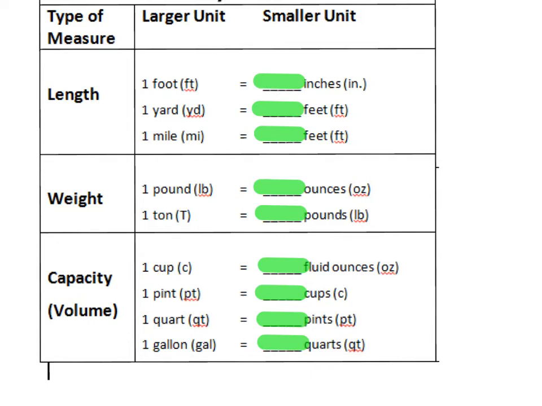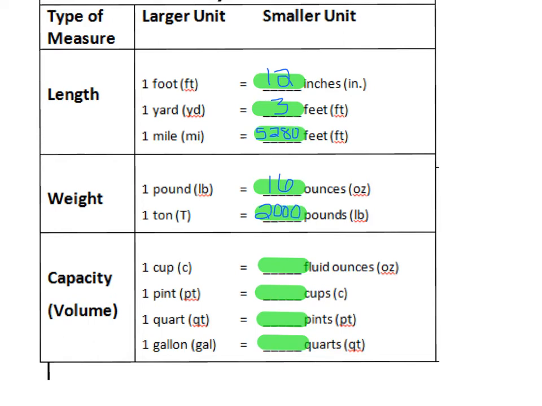You need to know that 1 foot is 12 inches. 1 yard is the same as 3 feet. 1 mile is the same as 5,280 feet. When you're measuring weights, 1 pound measures 16 ounces, and 1 ton measures 2,000 pounds.